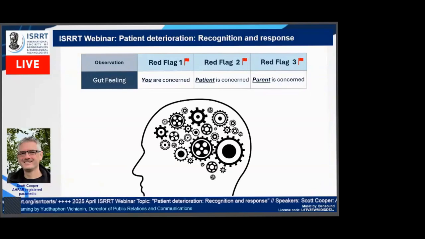And then gut feeling, which I think is a very important part of medicine and risk identification and risk stratification. So if you're concerned, if you just have a gut feeling, you're worried about the patient, if the patient is concerned, if they've verbalized that they feel very unwell or they feel like they're going to die, and also if a parent or a relative is concerned about the patient as well, these should definitely be considered red flags.